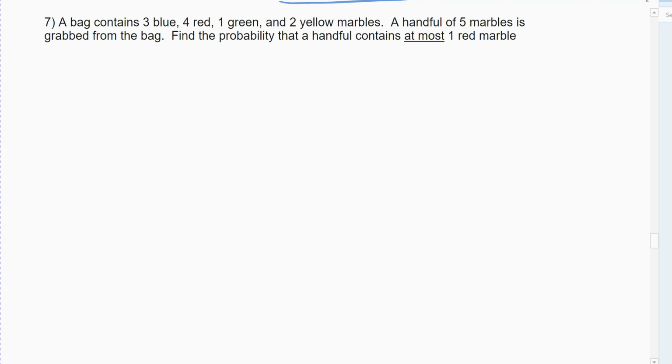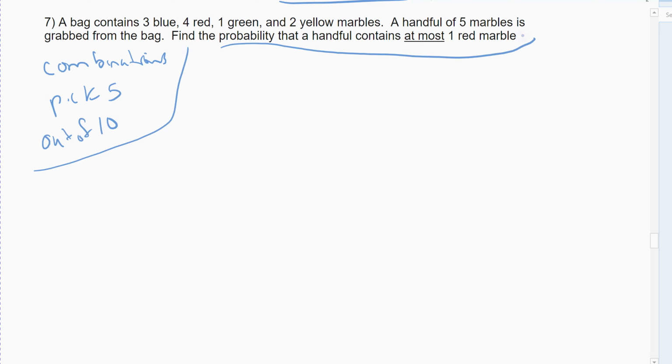Alright, so I've got my bag of marbles that has 3 blues, 4 red, 1 green, 2 yellows. I'm going to pick a handful. So again, as soon as you see a handful, combinations. We're going to pick 5. And we have how many? 7, 8, 10. So out of 10. Alright, so that's the counting technique.